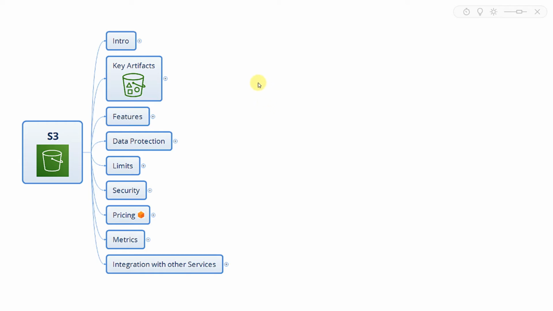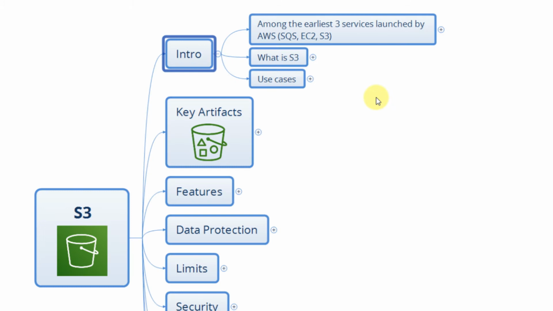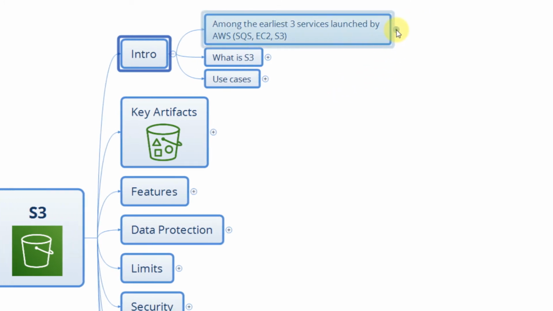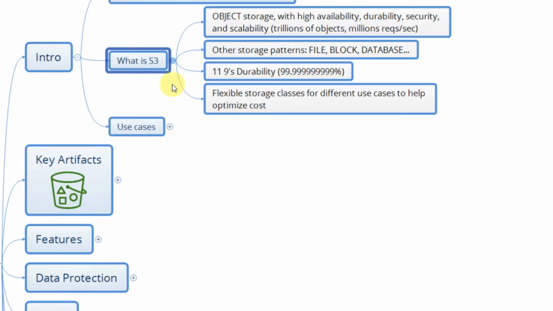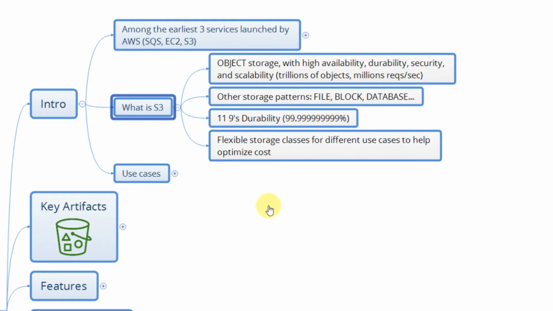In this overview of S3, I'm going to cover all these different aspects. It's among the earliest three services launched by AWS. It's been around since 2006 and has been enriched with features since then. It's foundational for a lot of other services. S3 is an object storage service with extremely high availability, durability, scalability, and security. It hosts trillions of objects and supports throughput of millions of requests per second.